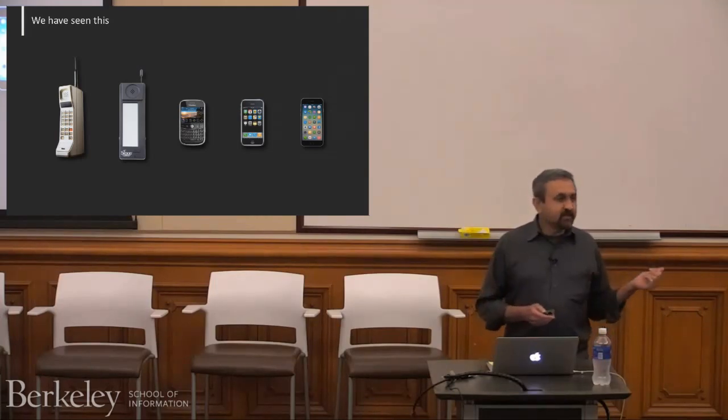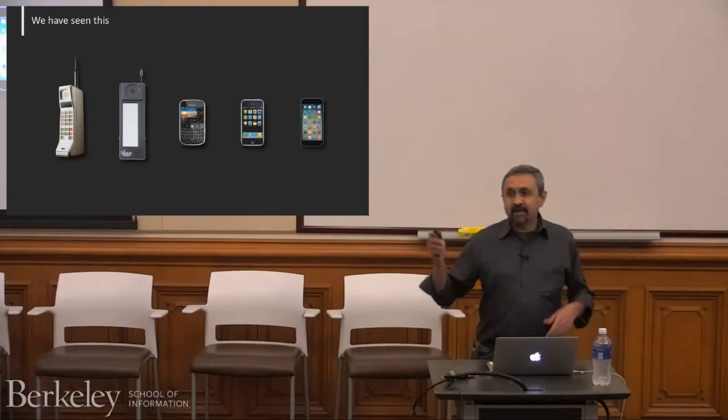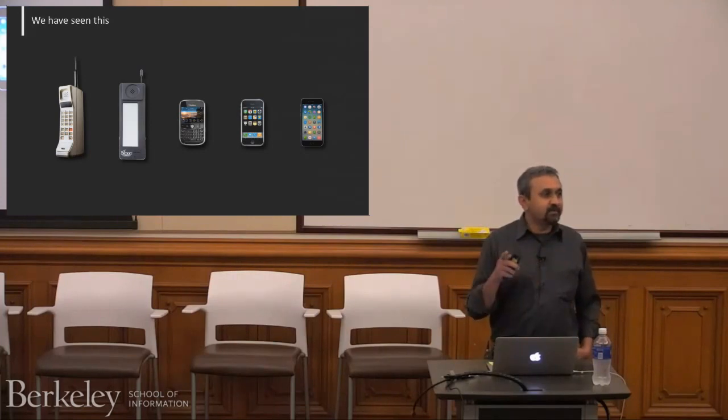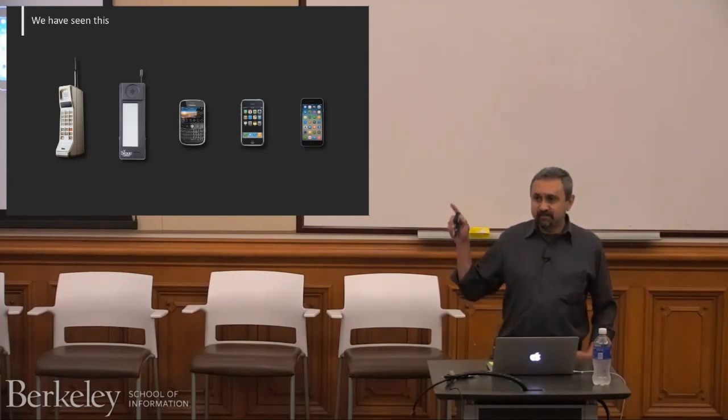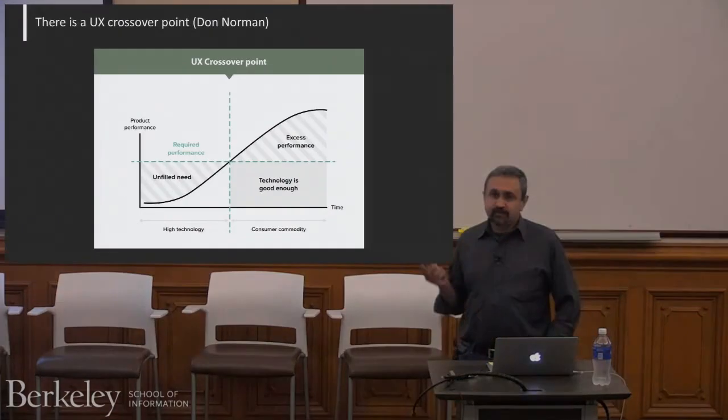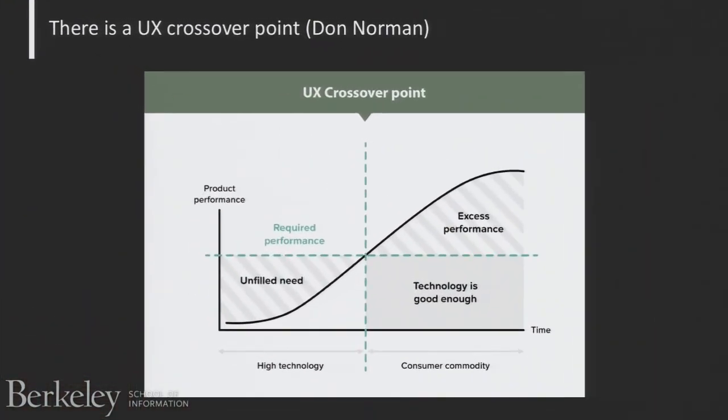So on the left, technology is king. And on the right, as technology became more and more commoditized, cheaper, better, user experience became king. Now this you have seen from Don Norman. As technology evolves, there is a certain amount of performance beyond which more performance or quality is quite meaningless. And the focus really needs to go on the user experience, and that's where the value lies. So that we have seen with the mobile phone.